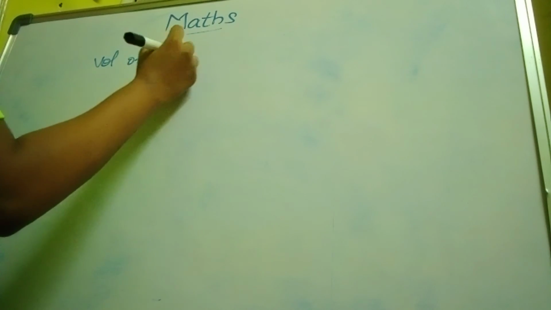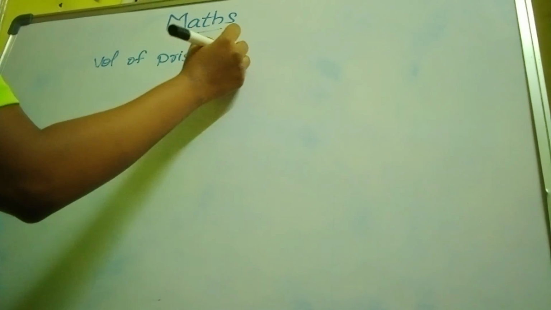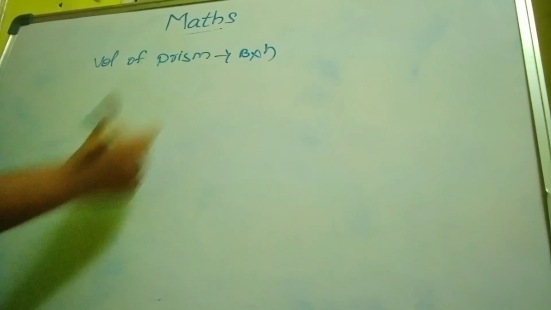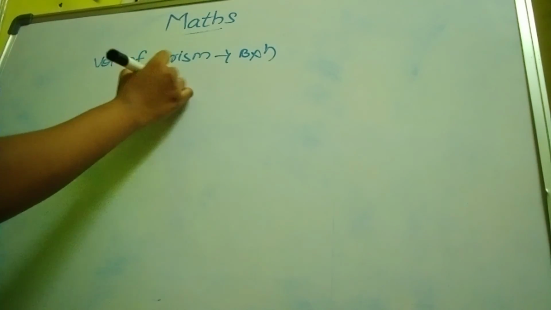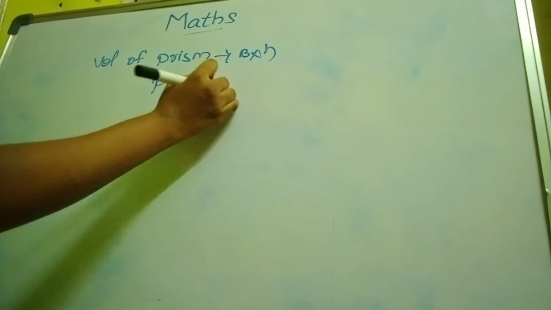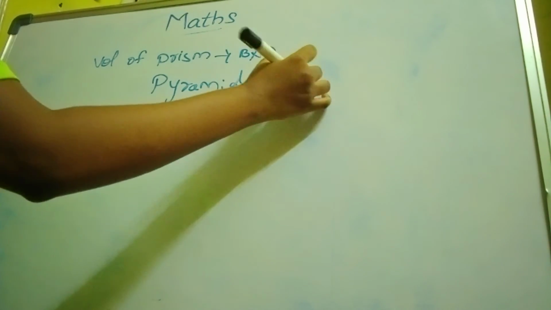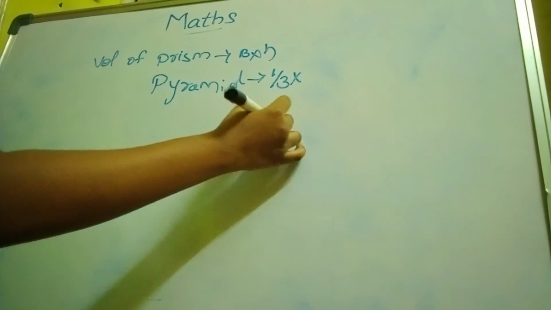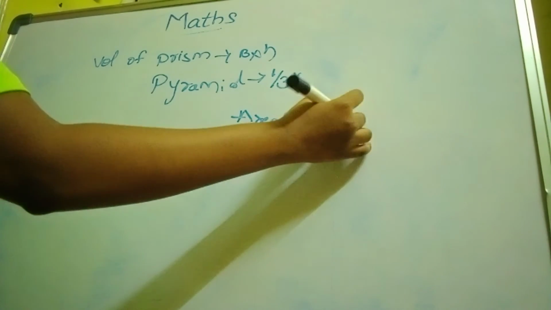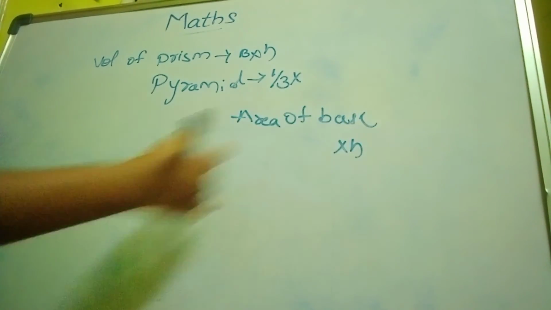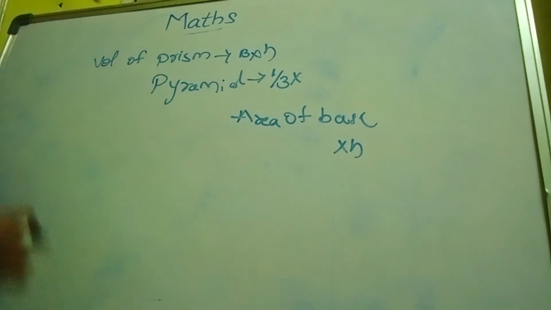Yes, volume of prism. What is volume of prism? Base into height. Yes, volume of pyramid. What is volume of pyramid? 1/3 into area of base into height. Yes, yes. So we have completed all the formulas.